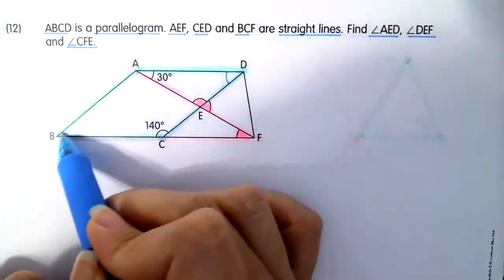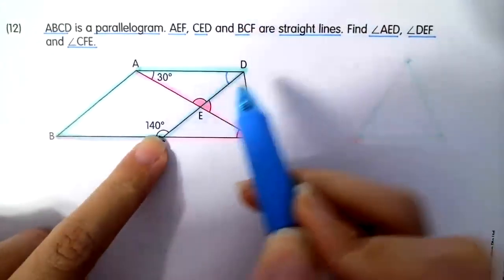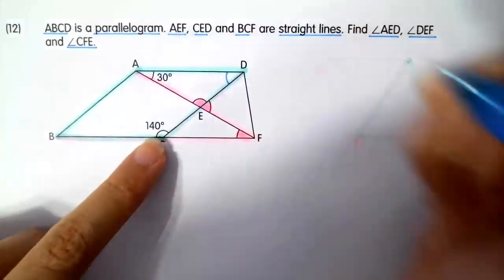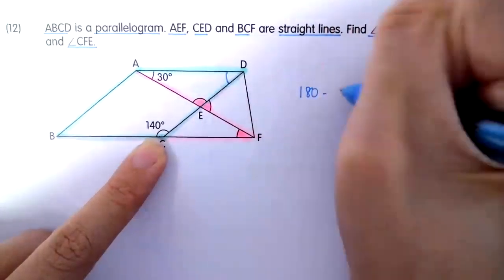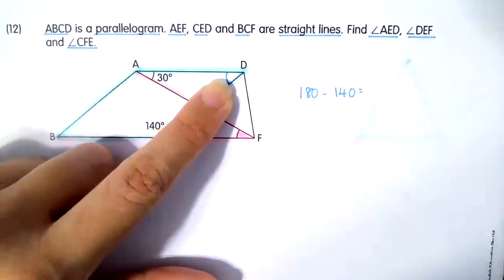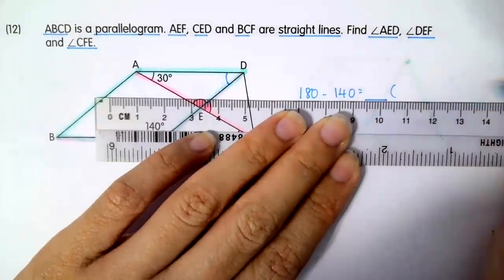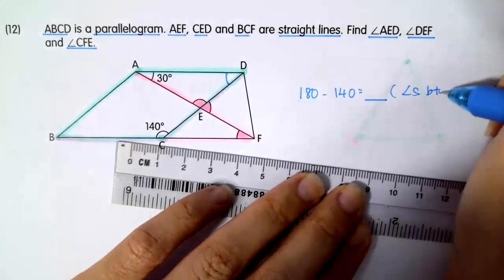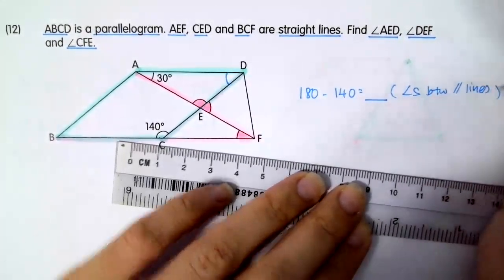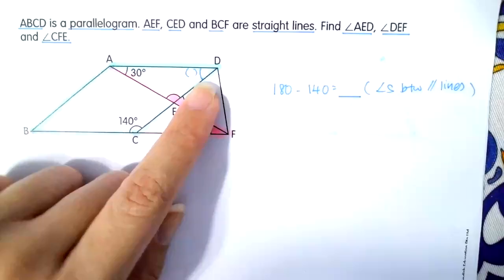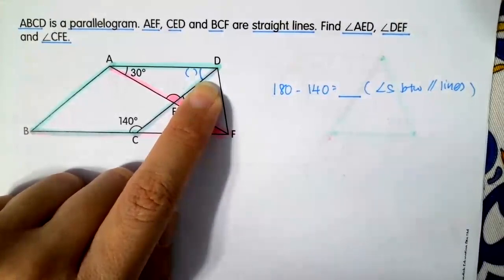So this 140, angles between parallel lines. Look at the green one. So 140 plus this will give me 180 because of what is in a parallelogram. So 180 minus 140 will give me this angle ADE using angles between parallel lines. So that will be your first step to find this angle here.